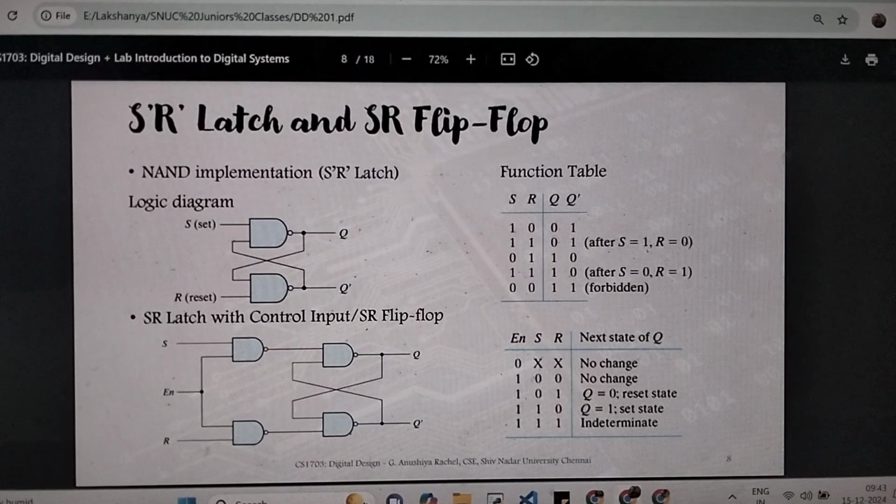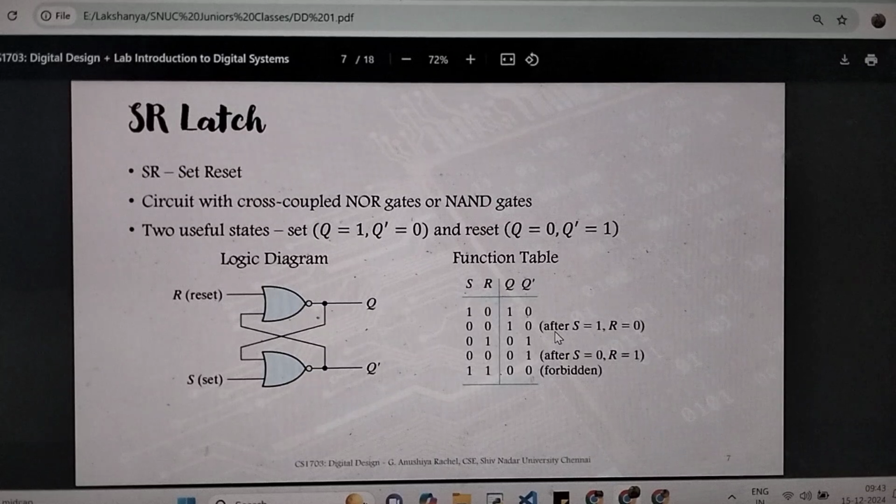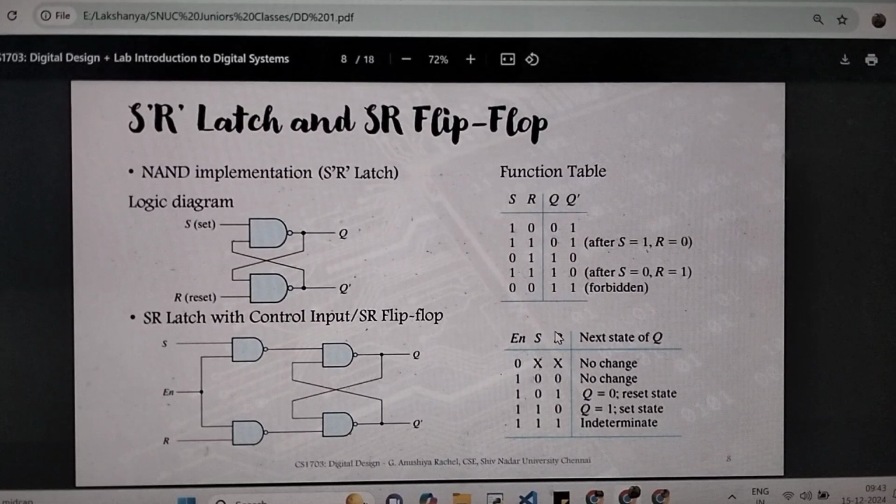So the function table for this enable input would have this one extra line: when enable is 0, no change, irrespective of S and R. And for the rest, while the enable is 1, the function table would be similar to the NOR gate implementation of SR latch. So that is the SR latch, 3 variations, in a nutshell.